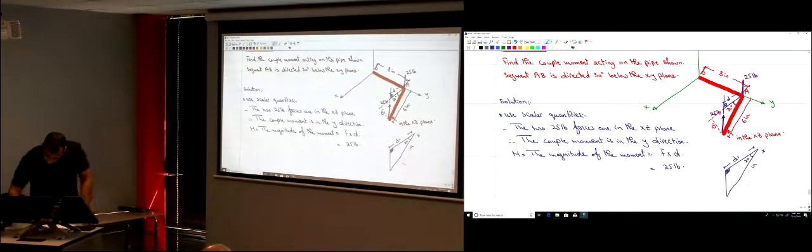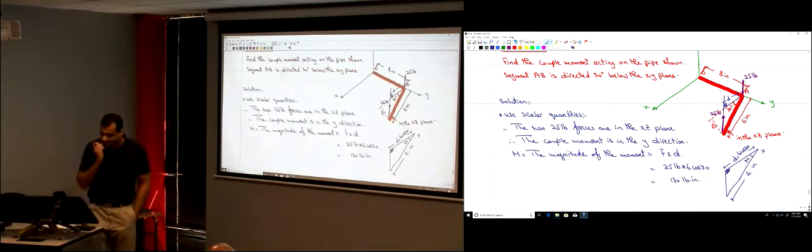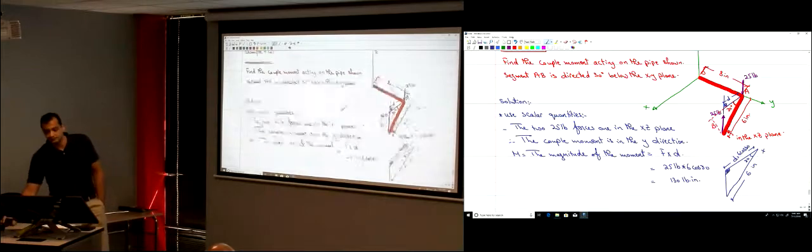6 cosine 30. 6 cosine 30 degrees. So multiplied by 6 cosine 30. So this is 130 pound inch. Okay? Is it positive or negative?